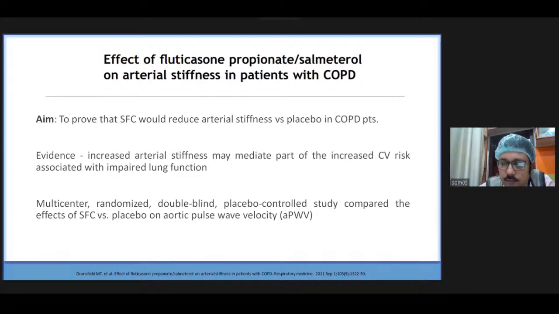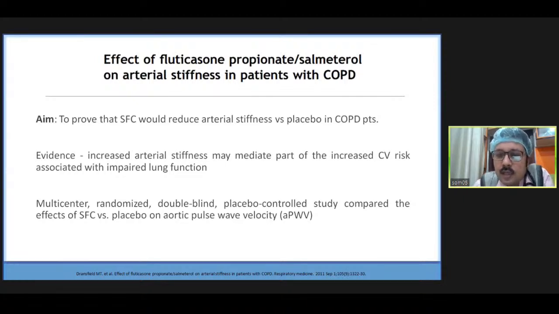Right, sir. So the next question is, is there an impact of smoking status on ICS efficacy while treating these patients? A very important question. Actually, smoking increases the severity of the COPD, as it also causes increased systemic inflammation. But I do not have many studies. I don't know whether smoking reduces the efficacy of the ICS.